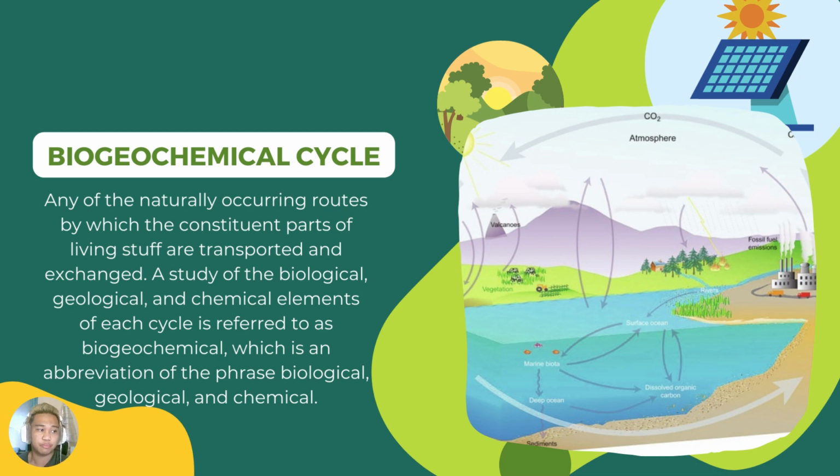Next, we have the biogeochemical cycle. These are any of the naturally occurring pathways via which component elements of living things can be transferred and traded with one another. The term biogeochemical refers to the study of biological, geological, and chemical components of each cycle. The term biogeochemical is an acronym of the phrase biological, geological, and chemical.